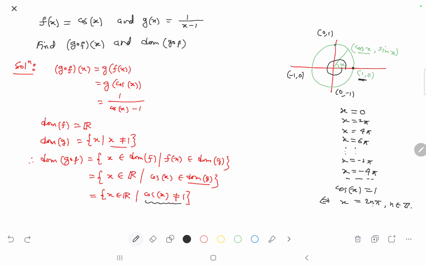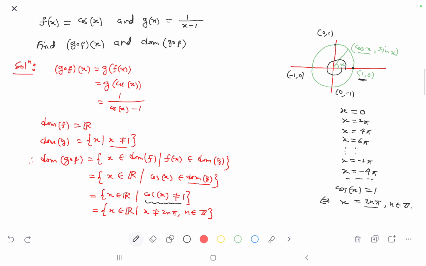Okay. So cosine x becomes 1 if x is of the form 2n pi, where n is an integer. So if you write down this set explicitly, we take those real numbers with the restriction x not equal to 2n pi, where n is an integer. Is it okay? Yeah. That's the idea. Any question? No. Okay. I think you can solve this kind of question, right?